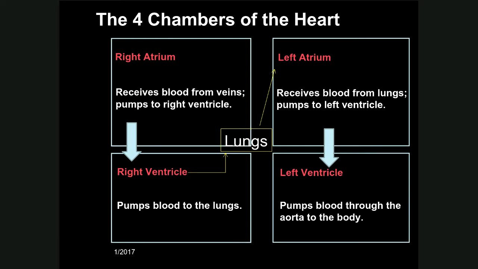The left atrium receives the blood from the lungs and pumps the blood to the left ventricle. The left ventricle, being the strongest part of the heart, then pumps the blood out through the aorta to the rest of the body.